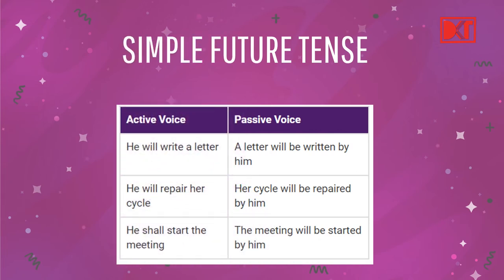Okay, so this one is simple future tense. Simple future tense, how will it change? Change into the past participle. Let's see. He will write a letter. A letter will be written by him. Okay. He will repair her cycle. Her cycle will be repaired by him.